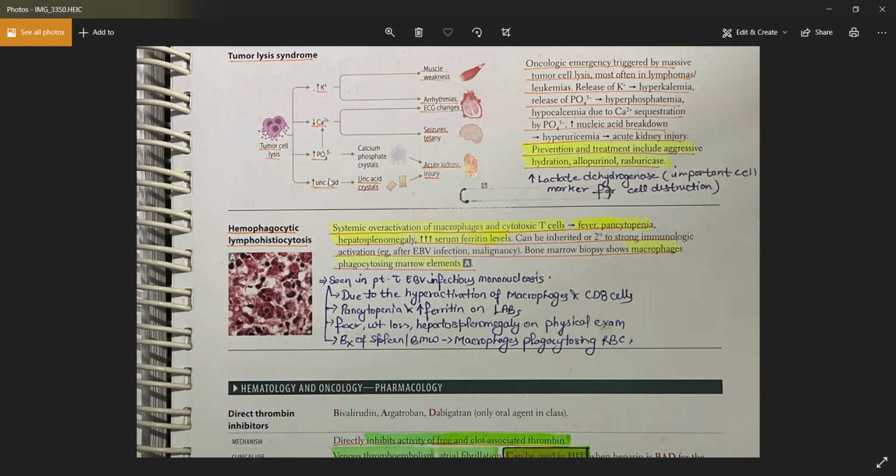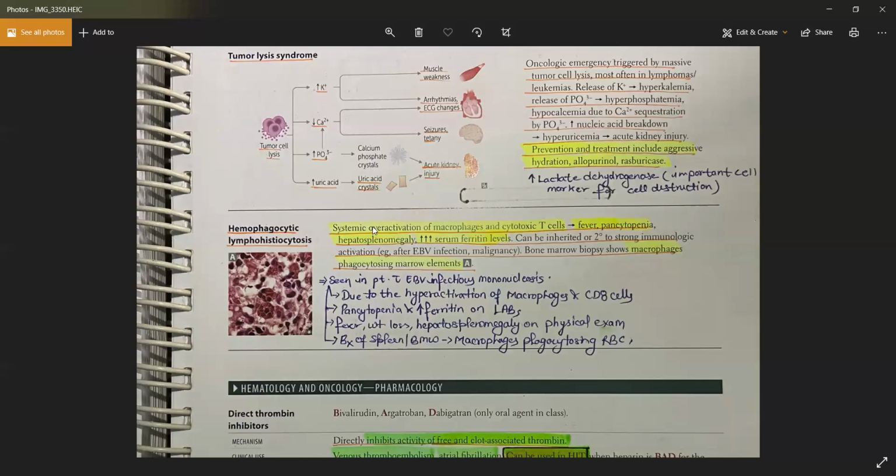The most feared complication is basically the uric acid crystals, right? So you need to prevent this condition by giving the patient allopurinol. Remember the function of allopurinol? Xanthine oxidase inhibitor, so that it will inhibit the formation of uric acid. Or you can also give the patient rasburicase. Remember the function of rasburicase? Converts uric acid to allantoin, which is a more soluble form, so that it can be easily excreted from my kidney without making the crystals, right? Yeah. So that's all about the tumor lysis syndrome.